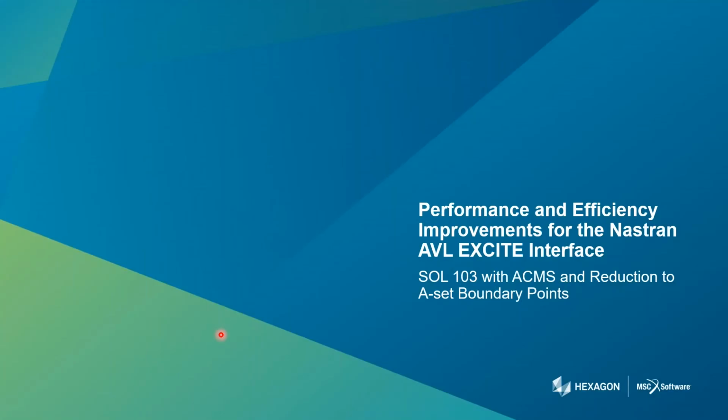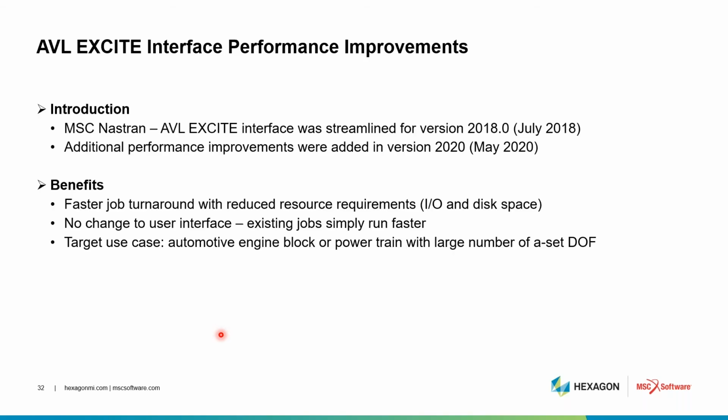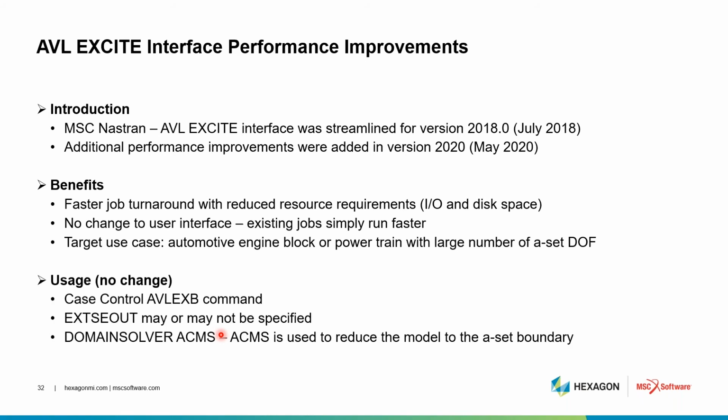Now, adding on to that, performance and efficiency improvements for the Nastran AVL EXD interface were also done. I'll just skip through this really fast. If anybody's interested to learn more, please reach out to me, and I can talk more about it with you. Basically, the MSC Nastran and AVL EXD interface was streamlined in 2019, and additional performance improvements were done in the 2020 version as well. The case control input AVLEXD command is needed, and EXDOUT may or may not be specified. The domain solver ACMS is to be specified to use ACMS to reduce the model to an ASET boundary condition.